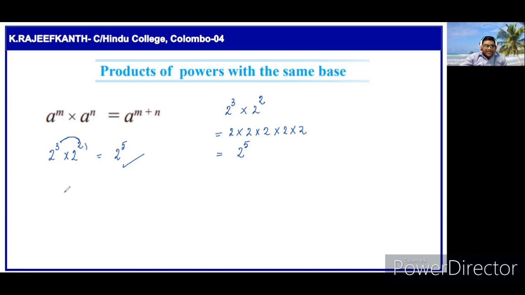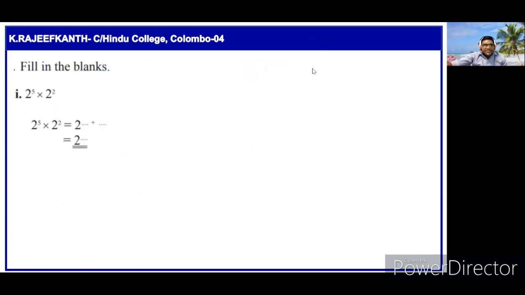Here is another example. 5 to the power of 4 times 5 to the power of 2. Here also we are multiplying two powers with the same base 5. Then we have to add these two indices. Then 5 to the power of 4 plus 2, that is 6. Right. So this is the first law. When we are multiplying powers with the same base, we have to add the indices. For this first law, we will do some examples.